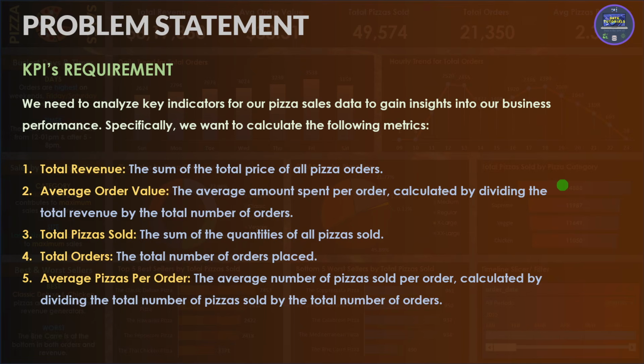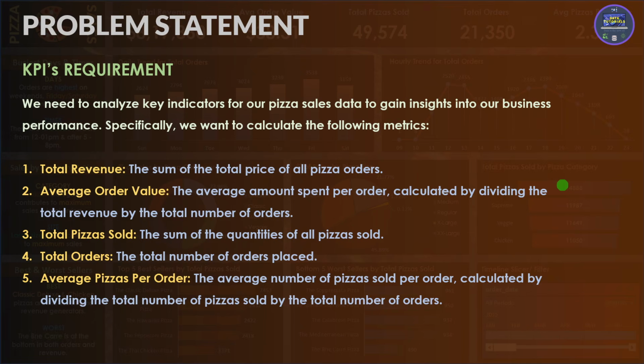Then the average order value is calculated by dividing the total revenue by the total number of orders, right? It is nothing but the average amount spent per order, right? So we have the logic provided by our client, which is total revenue divided by total number of orders, right?